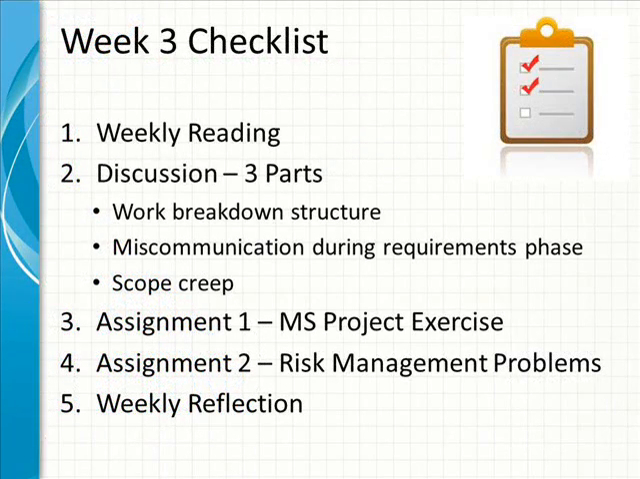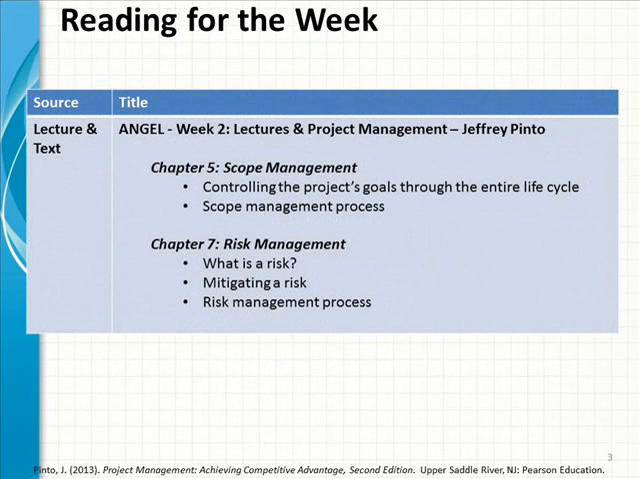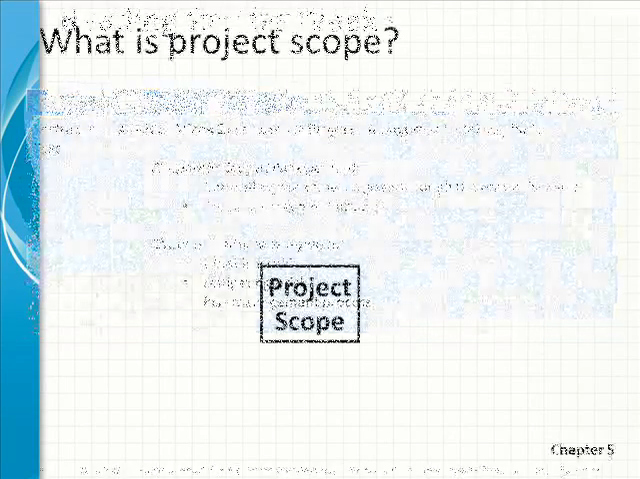And here's our checklist for the week. We have a number of different readings, a fantastic discussion, 2 assignments, and then a weekly reflection. Let's dive into the more interesting ones of these. Let's start with the readings for the week. We have the lectures up in Angel, but we also have Chapter 5 and Chapter 7 from our textbook on scope management and risk management. Let's take a closer look at each of these.